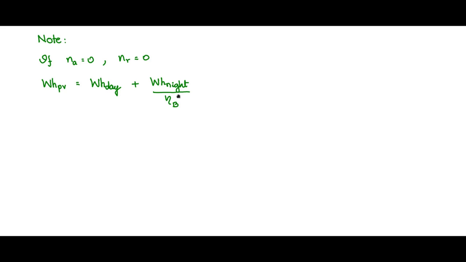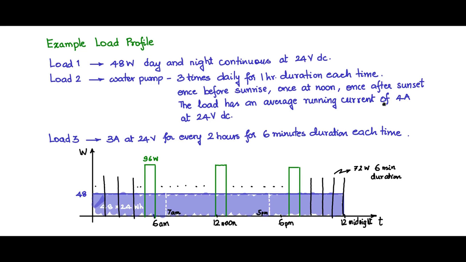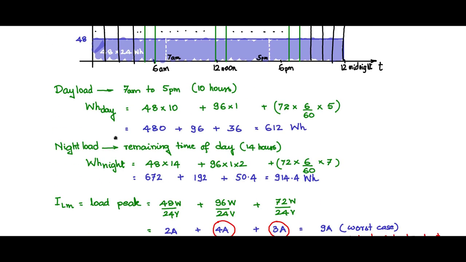Now let us try to apply it for the example that we have been discussing. Previously we discussed it for the battery sizing and also for load profiling. Recall that we had discussed about this load. You had load 1, load 2, load 3, and we had calculated the day load, watt hour a day, 612 watt hours, night load 914.4 watt hours. Let us use these two numbers and try to calculate the PV array size that is required.